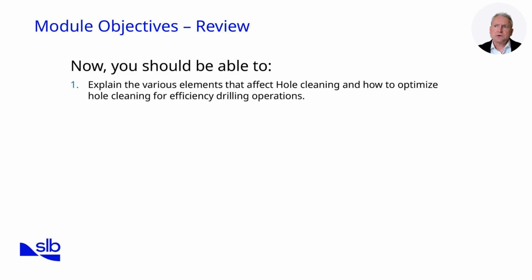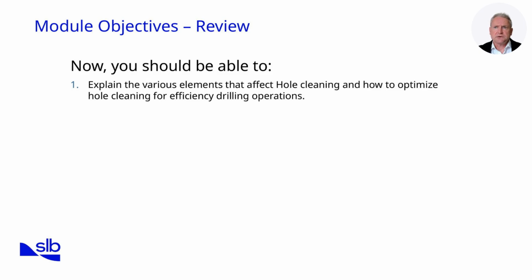In this sub-module, we have explored the key elements of hole cleaning and how to optimize them for efficient drilling operations. We began with the fundamentals: the influence of well profile, flow parameters, mud properties, pipe movement, and cuttings bed removal. We then examined cuttings transport in vertical wells, where efficiency depends on the balance between annular velocity and slip velocity, defined as V transport equals Va minus V slip.